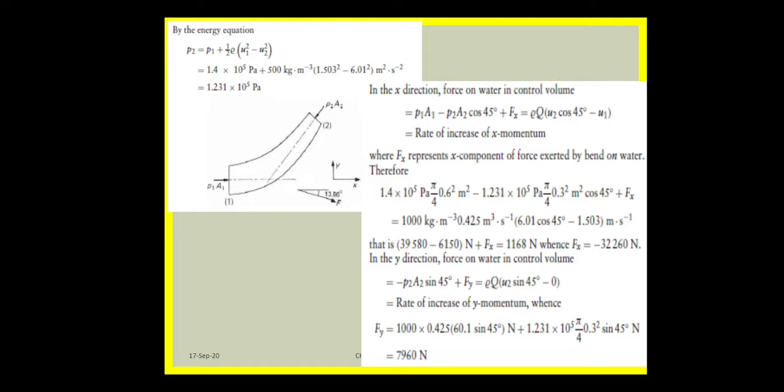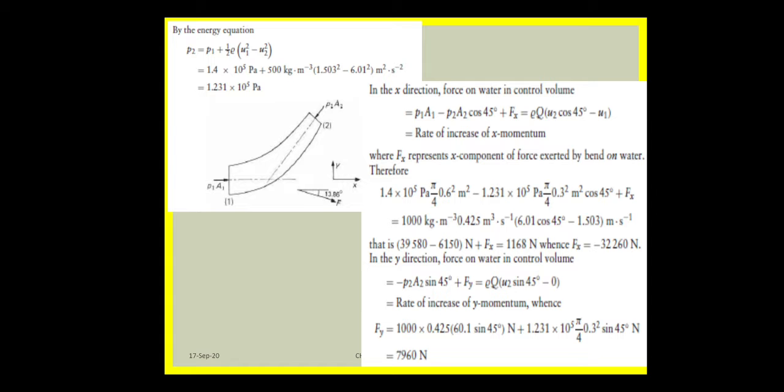So after simplifying, you are getting the value: 1000 kg per meter cube into 0.425 meter cube per second into 6.01 cos 45 minus 1.503 meter per second. Now this is the value you got: 39580 minus 6150 Newton plus Fx is equal to 1168 Newton, where Fx is equal to minus 260 Newton.